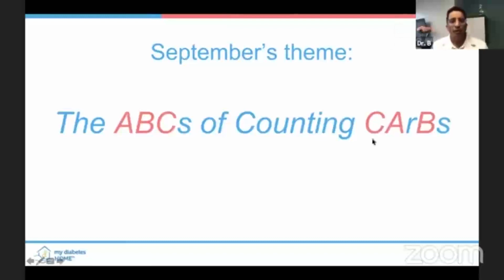Now, we know diabetes is a 24/7 disease. There are lots of decisions to be made: check sugars, take medications, exercise. Many of these decisions could be lessened or postponed, but there's one decision that has to be made 3 times a day or more, and that is eating. And with regards to eating, what matters a whole lot for patients with diabetes with respect to their sugars is carbs. So today we'll talk about the ABCs of counting carbs.